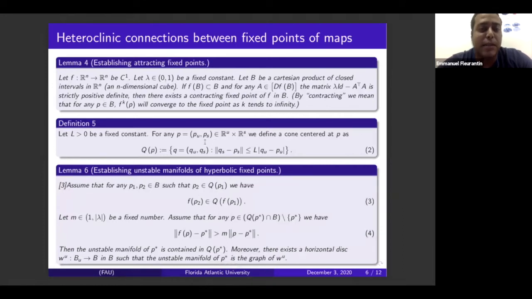And then how we establish unstable manifolds is we first assume that for any P1 and P2 in B, such that P2 is in the cone attached to P1, we have f of P2 is in the cone attached to f of P1. Now we pick a constant M, a fixed number, and we assume that for any P in the cone attached to P star, the hyperbolic fixed point, intersection B without P star, we have the following inequality. Then the unstable manifold of P star is contained in the cone attached to P star. Of course, there is this horizontal disk W^u, from B^u to B, which is the graph of W.